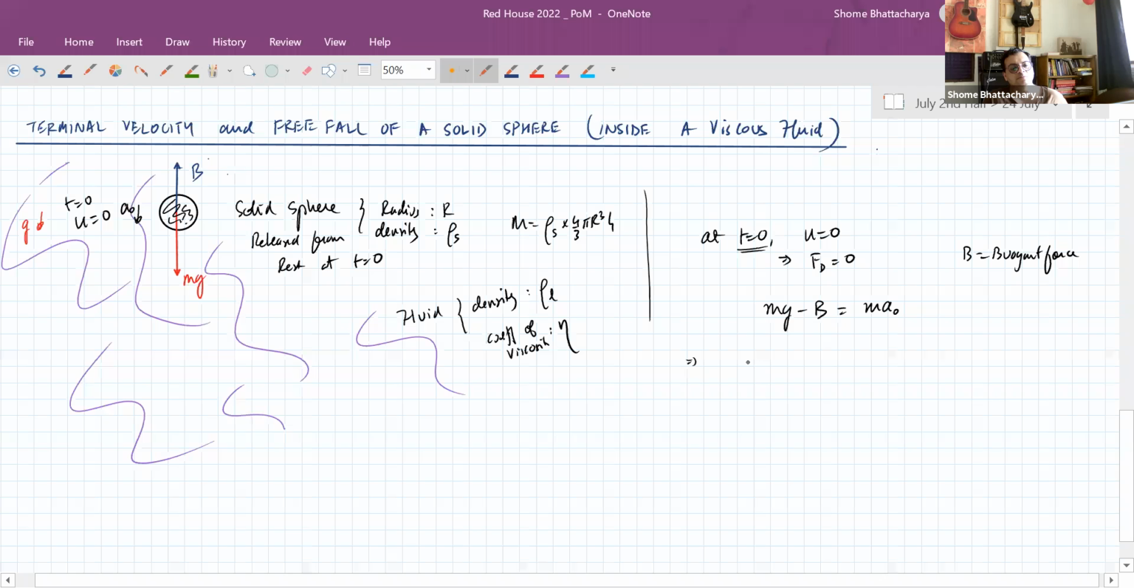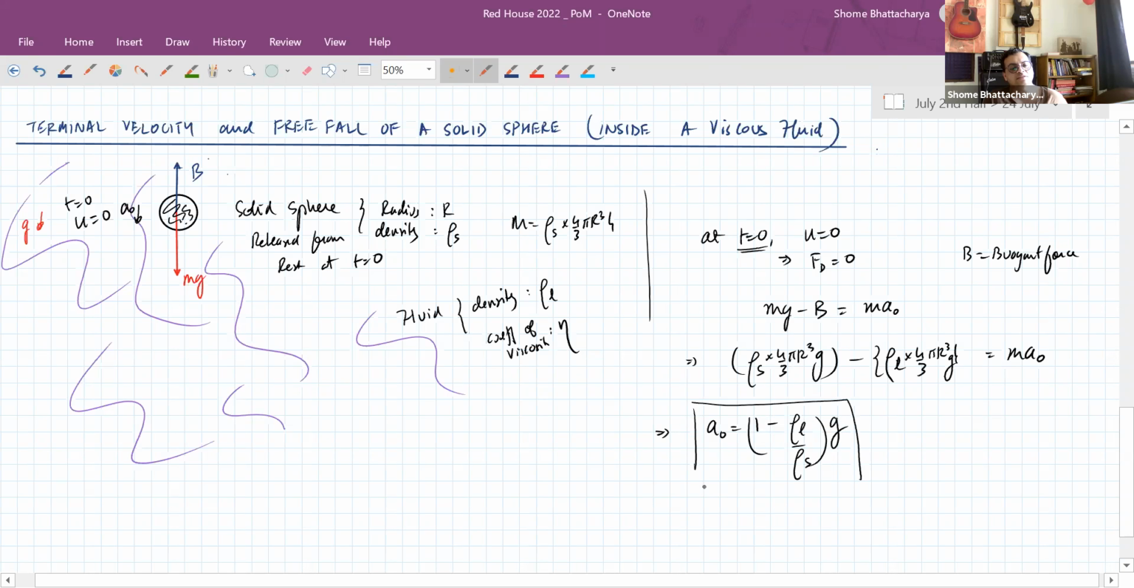So mg will become density of the solid multiplied by its volume. So isotropic solid sphere. Buoyant force will be weight of liquid displaced, so density of liquid into same volume into g. Okay. So this is equal to mass into acceleration, where m is again this quantity. Okay. So you'll see that the initial acceleration comes out to be 1 minus the ratio of the density of the liquid to the density of the solid into g.